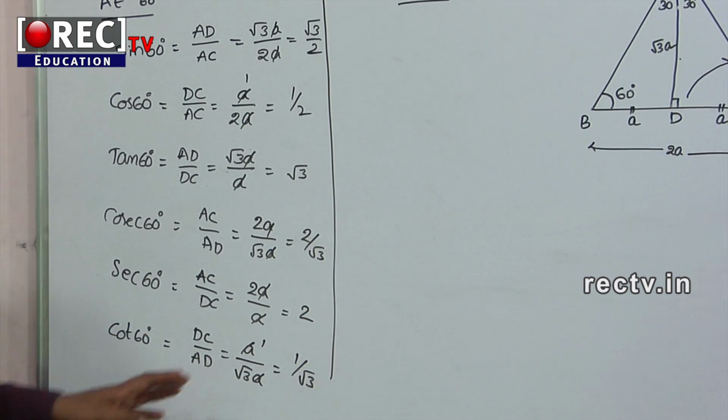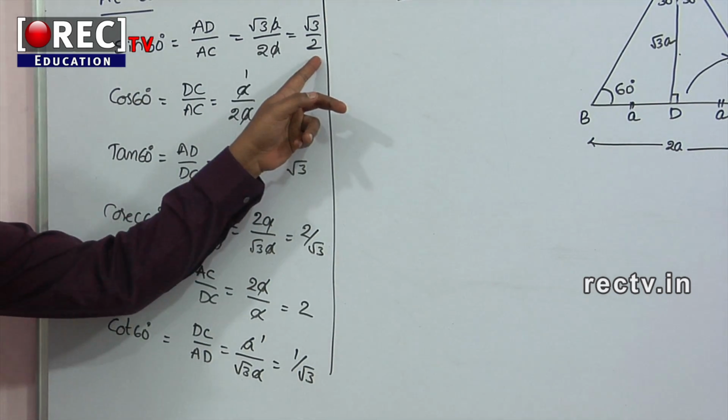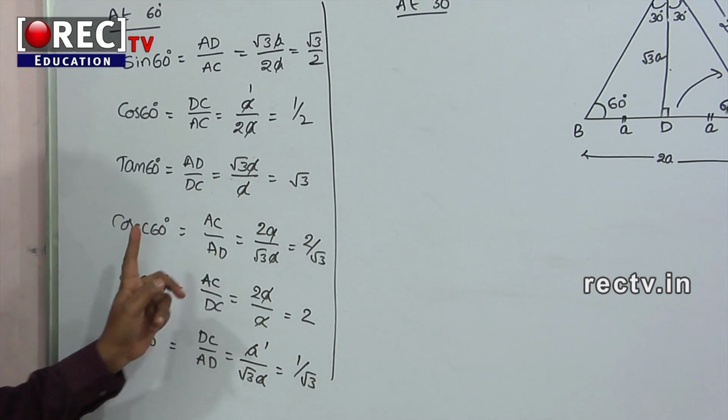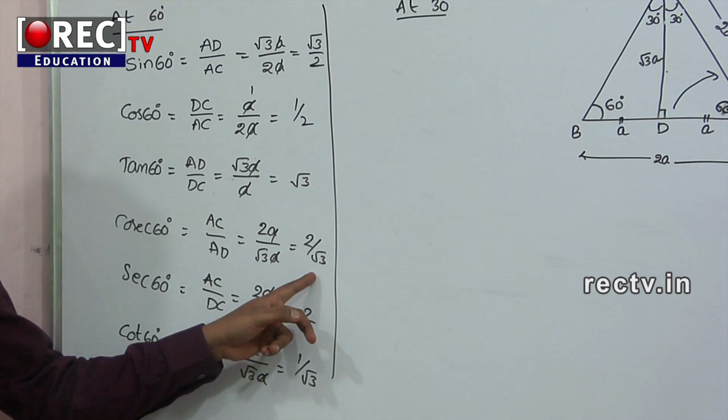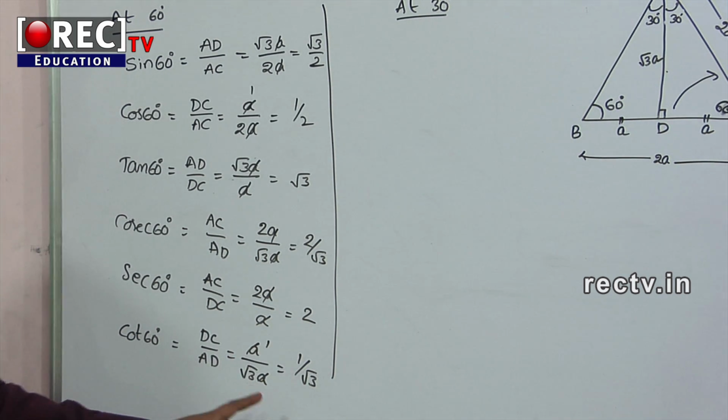So in the table I already gave you all these values. Sin 60 is equal to root 3 by 2. Cos 60 is equal to 1 by 2. Tan 60 is equal to root 3. And next, cosecant 60 is equal to 2 by root 3. Secant 60 degrees is equal to 2. Cot 60 degrees is equal to 1 by root 3. So these are the values.